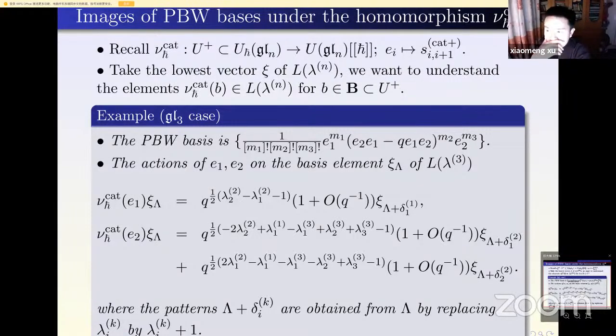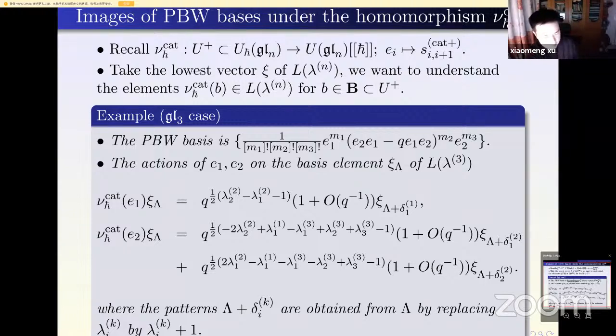And under this preferred order, this is a PBW basis. And if we compute the image of the generators E1 and E2 under this quantum Stokes matrix map, we will find the following expression. Here I use asymptotics of gamma functions. So this is something one can compute.